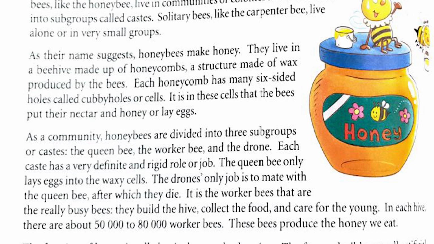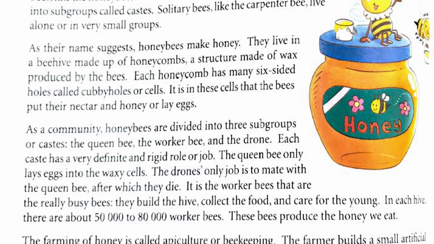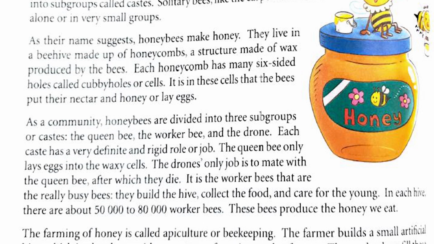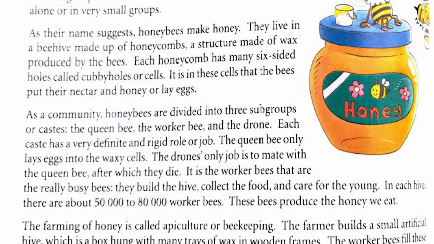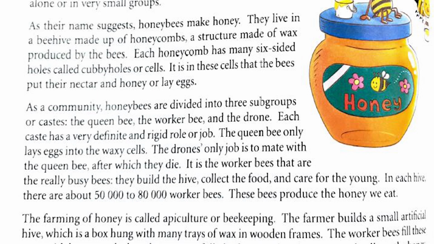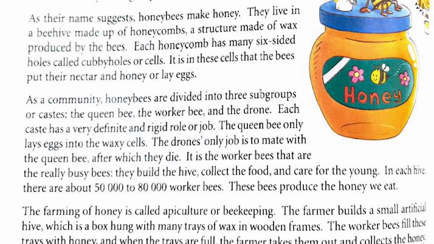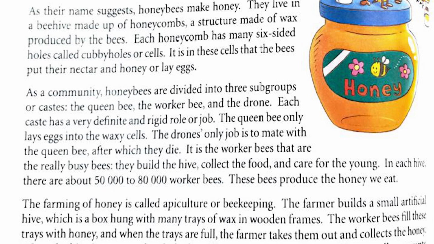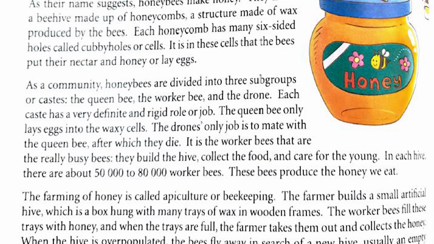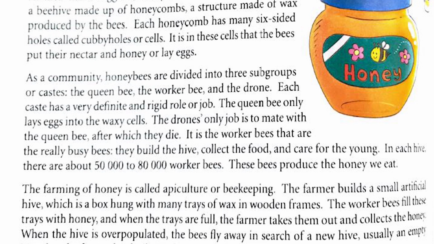It is the worker bees that are the really busy bees. They build the hive, collect the food, and care for the young. In each hive, there are about 50,000 to 80,000 worker bees. These bees produce the honey we eat. The farming of honey is called apiculture or beekeeping.